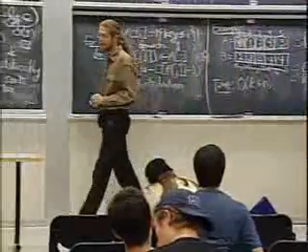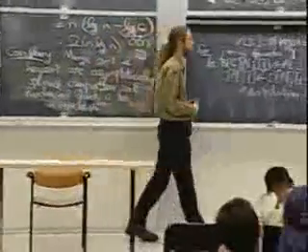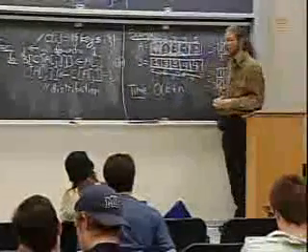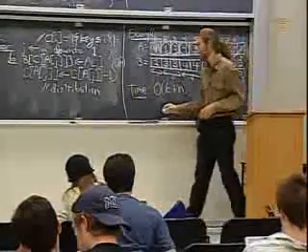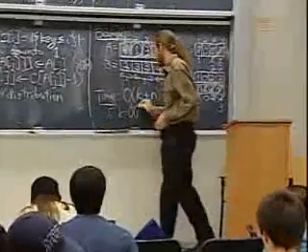Okay, and this is a great algorithm if k is relatively small, like at most n. If k is big, like n squared or 2 to the n or whatever, this is not such a good algorithm. But if k equals order n, this is great.